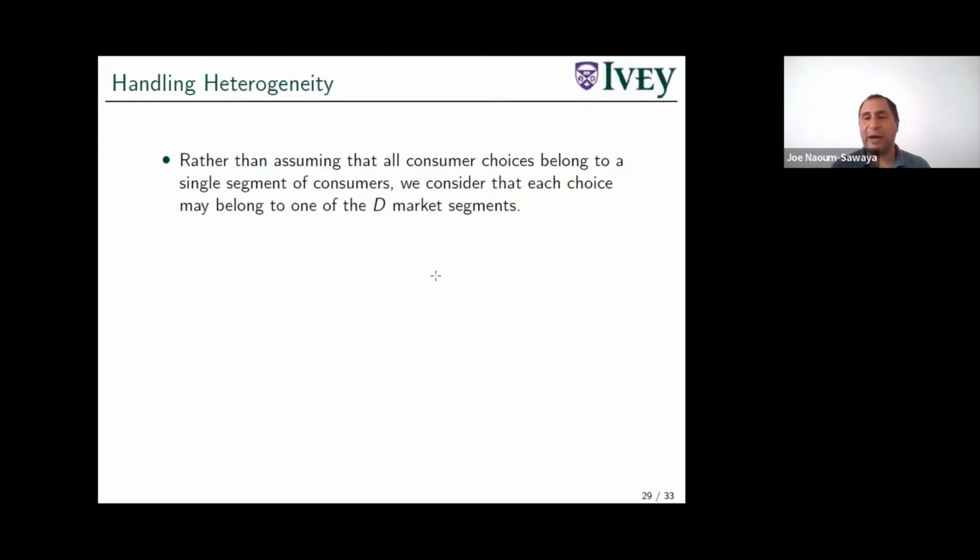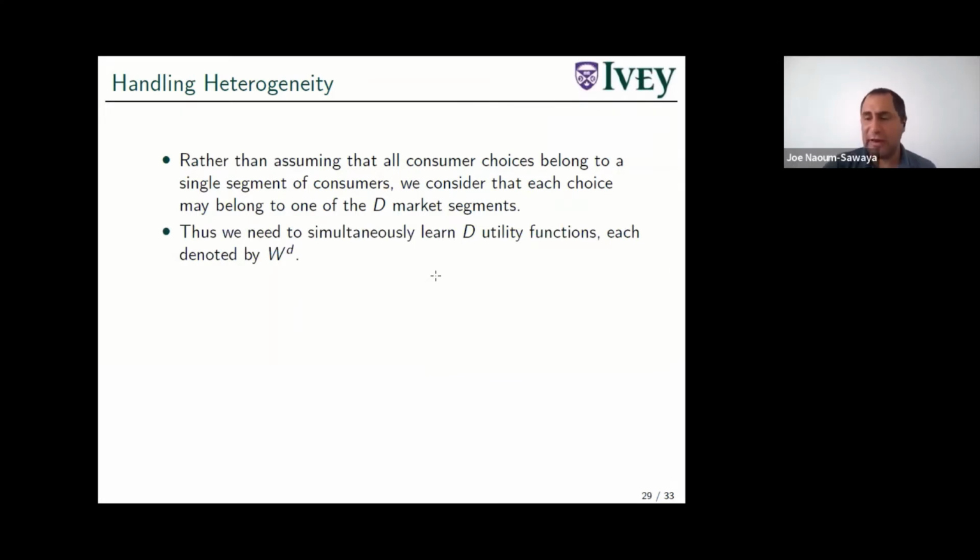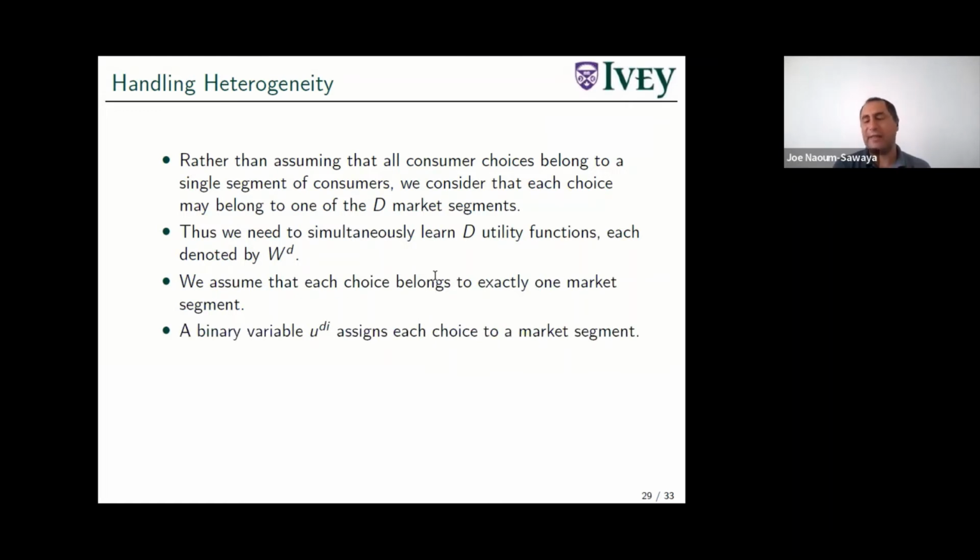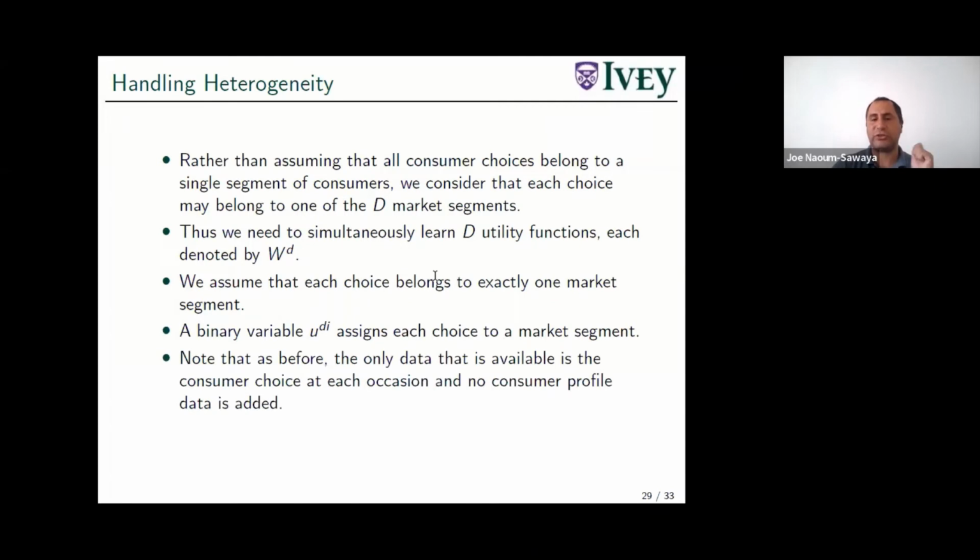So we'll say, well, actually the market is not uniform, so we cannot assume that there is a single utility function for all this market. In fact, we have D different utility functions. We have D different markets, and we'd like to learn these D different markets. So instead of a single utility function, now we have D utility functions. We have this vector W_d, and each choice belongs to a segment. So we have actually a binary variable that tells you which choice belongs to which market, and each choice should be assigned to a single market.